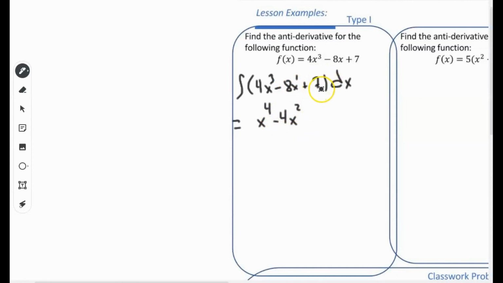Next we have 7. That 7 has an x term next to it to the power of 0. So add 1 to that. You get 7x. And since this is an indefinite integral, never, never forget plus c. It's very important.